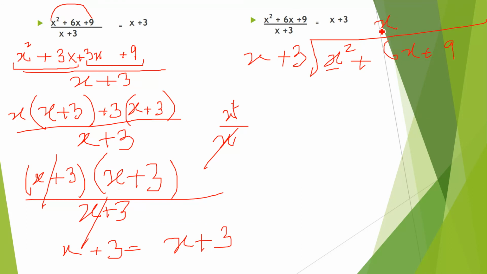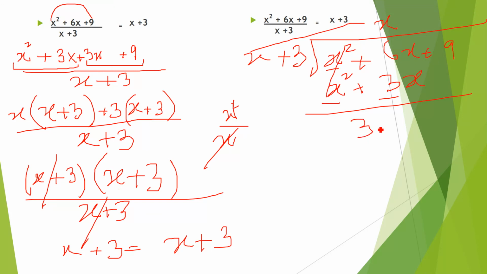What is the next step? Now you have to multiply the quotient with this divisor one by one. So it will be x² and then plus 3x. The third step is you have to subtract from the dividend. This will cross out and here you have 3x plus 9. Again repeat the same steps. What is the first step? First term of the dividend divided by first term of the divisor. So only you have 3.